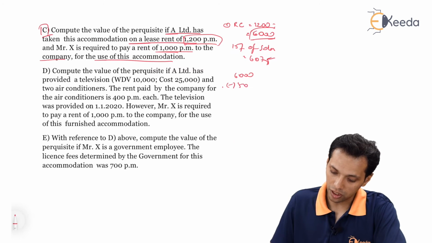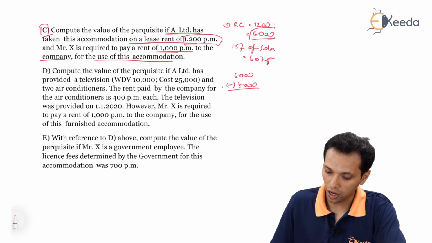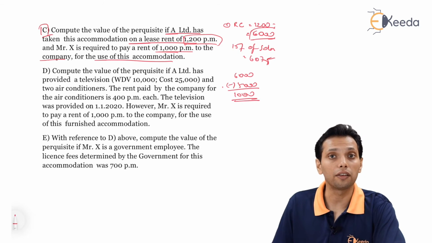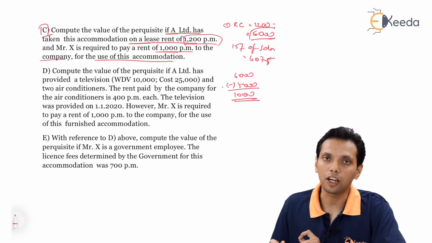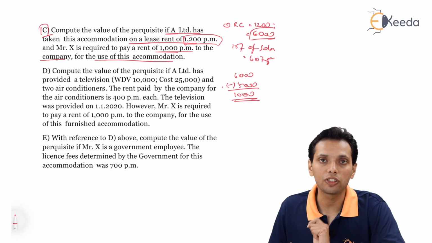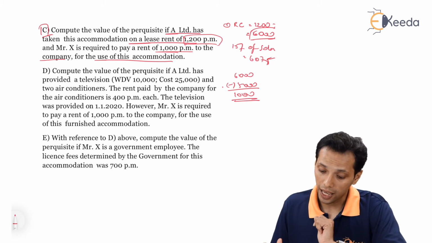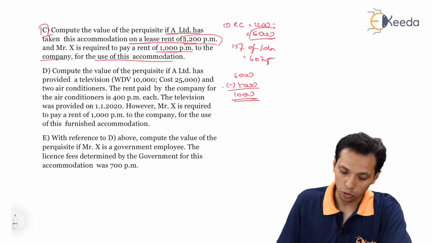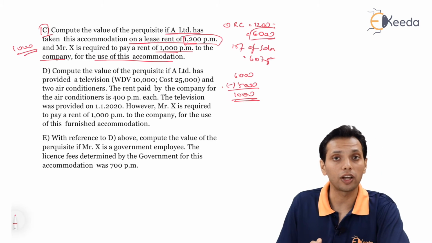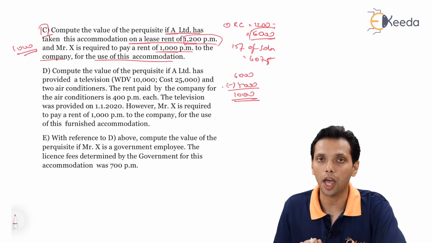So again this will be 5,000 for 5 months, and 1,000 amount will be the concession in rent, and accordingly that amount will be the perquisite value which will be taxable in the hands of the employee. So for part C we have 1,000 as the perquisite value which is taxable in the hands of the employee.